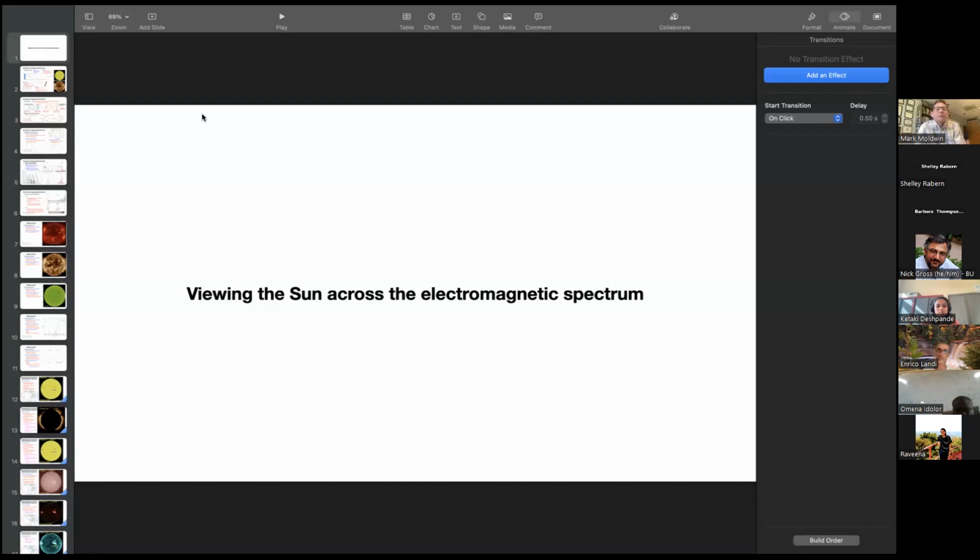I will take the AIA instrument on board of the Solar Dynamics Observatory as an example to see what we can really see with data in very different wavelengths.